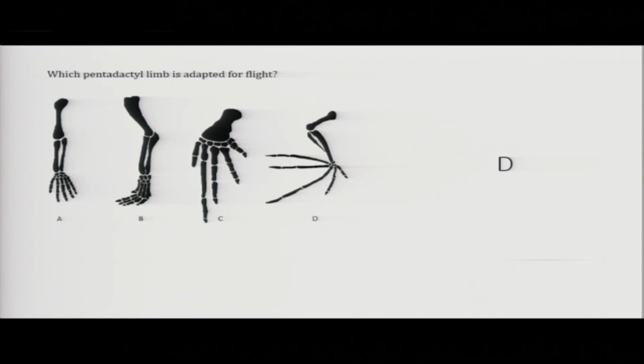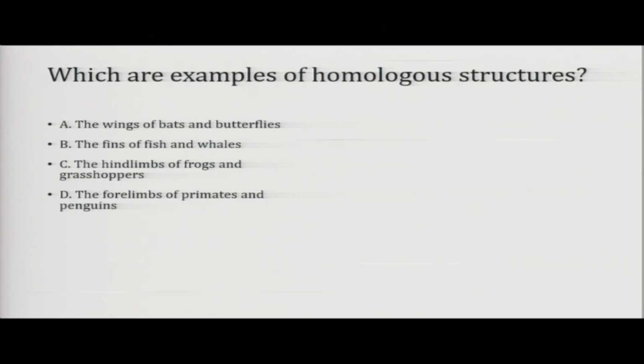Question number 2. Which are examples of homologous structures? Now, the question takes us to one thing, the key word, homologous. So we have to start looking at all these and see, when we say homologous structures, what do we actually mean?